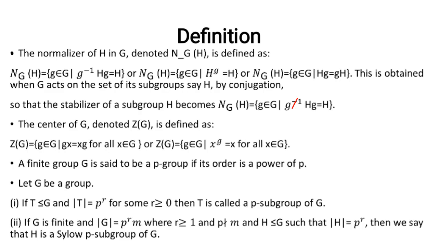The next definition you need to know is what we call a Sylow P subgroup. Now, if G is finite, because we need to be able to count the number of elements in G, right?